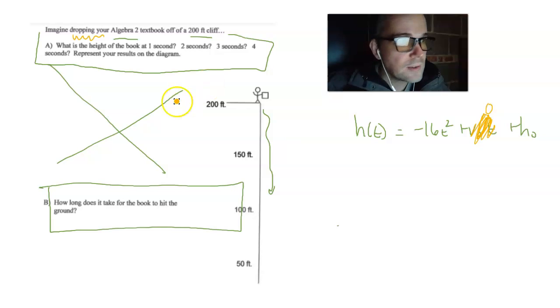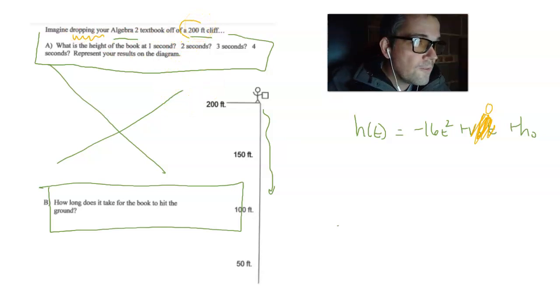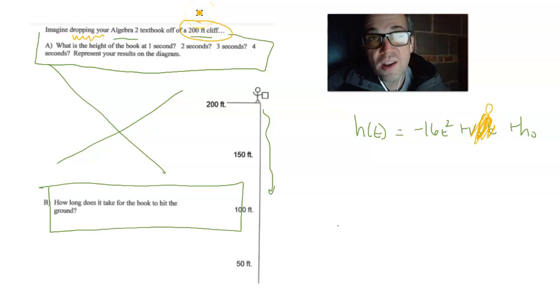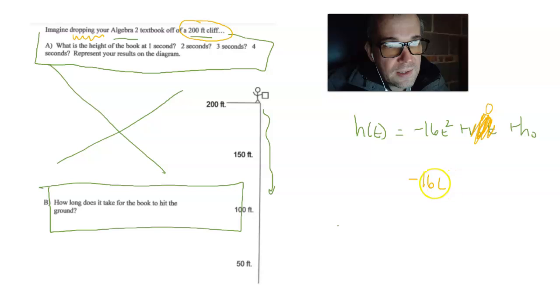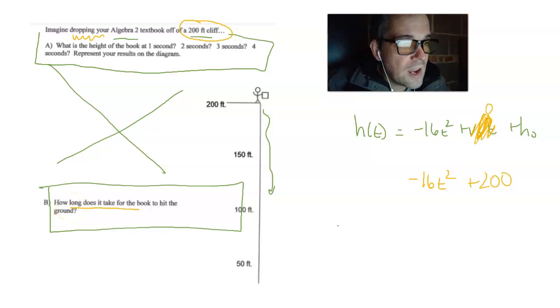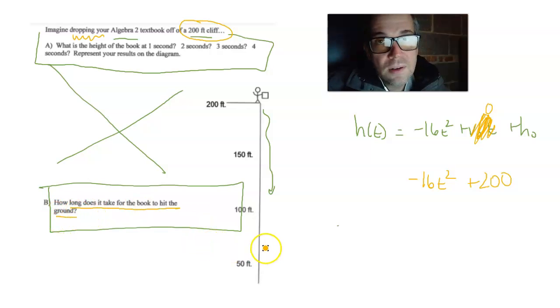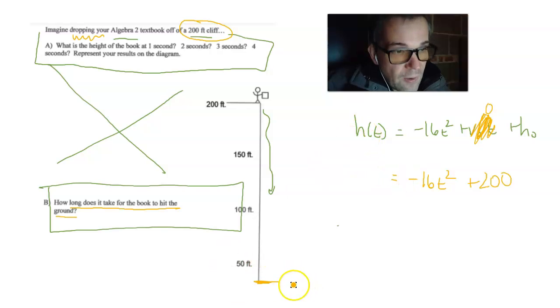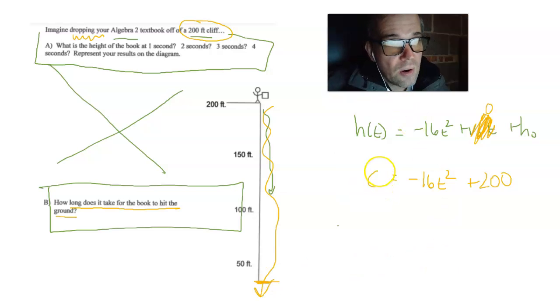I do apologize. The textbook is 200 feet off a cliff, so that's the starting height. So we'll have a negative 16t squared, and we know the starting height is 200. And the question is, how long will it take for this book to hit the ground? So we're basically asking, when is the height from the ground 0? Right now, at the start of the problem, the height is 200 feet. It starts to fall. I want to know when the height is 0.